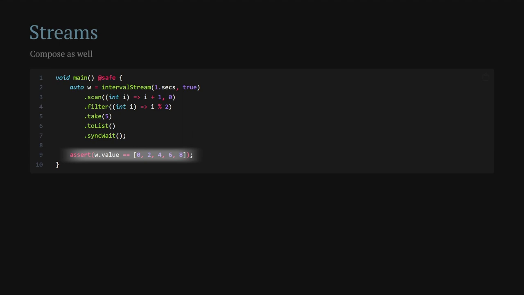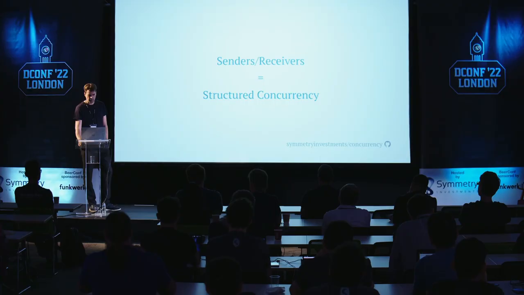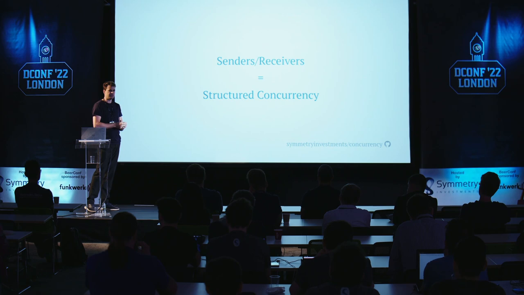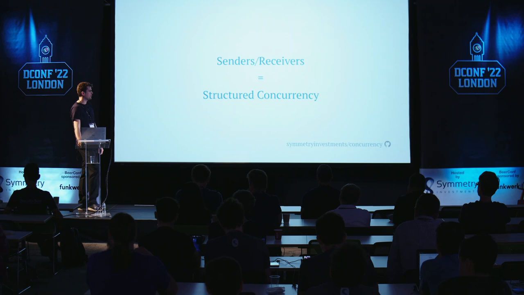So the conclusion is senders and receivers, as in P2300, they follow the rules of structured concurrency, so that many of the nasty details of concurrency can be hidden away. And we can use these senders to build up large task graphs representing complex concurrency code.